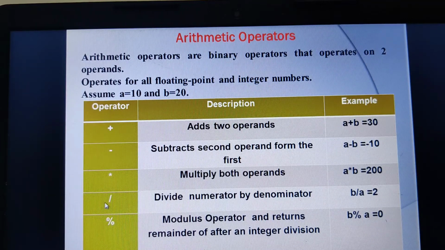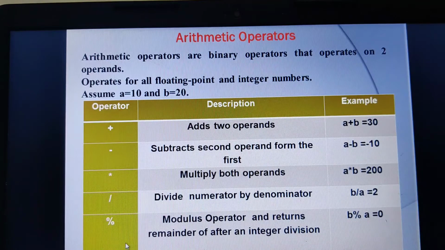Similarly we have the divide operator, which divides the numerator by the denominator. We have taken the example B by A, where the value of B is 20. So 20 by 10, the answer we will definitely get is 2.